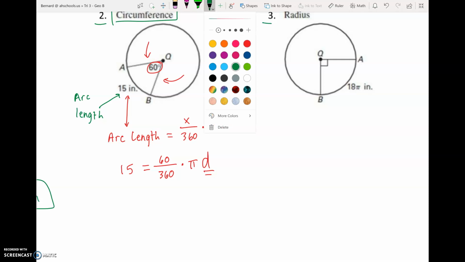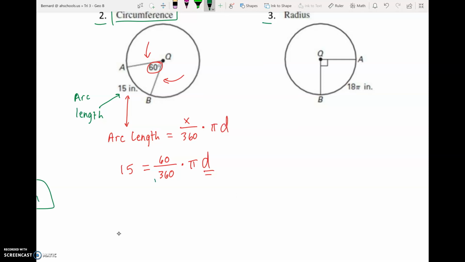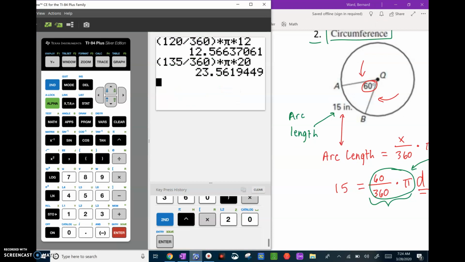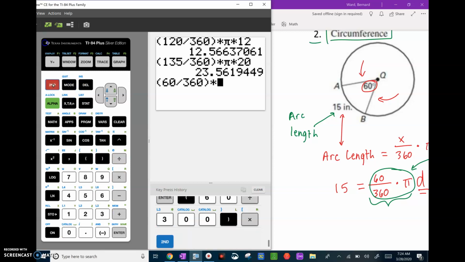And so what we need to do is let's figure out what 60 divided by 360 times pi equals. That'll give us a number for this piece. And then we just have to divide both sides by that. Here's what I mean by that. What we want to do right now is just type what I've circled into our calculator. So I'm going to grab our calculator out, and I am just going to type 60 divided by 360 in parentheses again. And then we'll times it by pi. And that equals 0.52. Let's just call it 0.52.